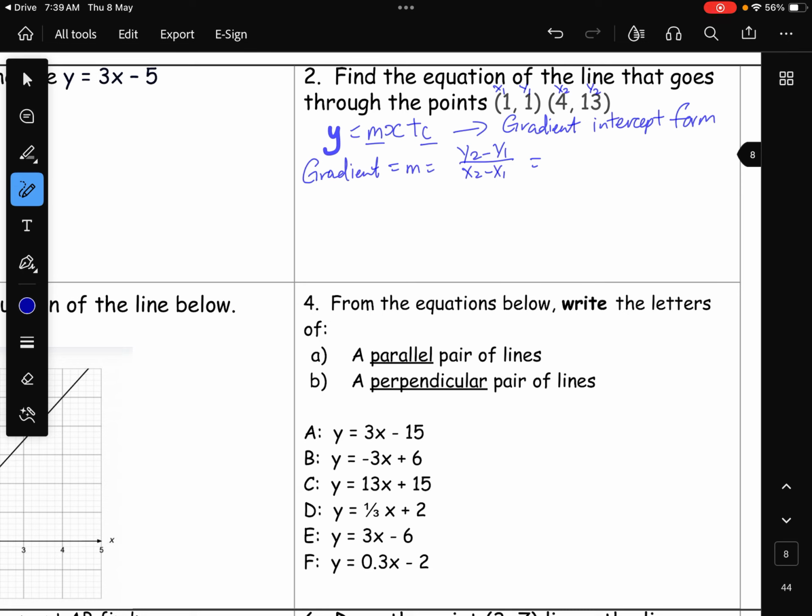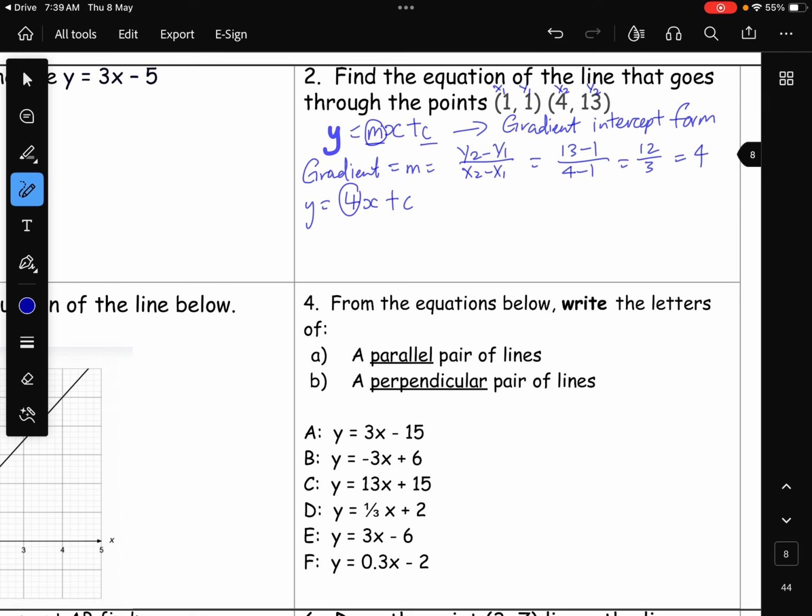So you're going to get something like 13 minus 1 over 4 minus 1. I really encourage you to label x1, y1 onto the points, so that it's much easier for you to apply the formula. So you're going to get 12 divided by 3, and that gives me 4. Now, we can actually write the equation, which is 4x plus c. So we replace the m with 4.